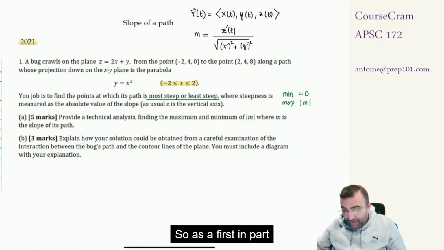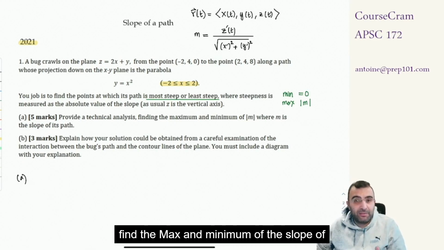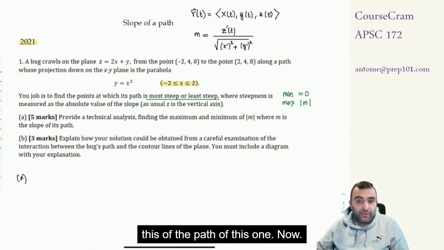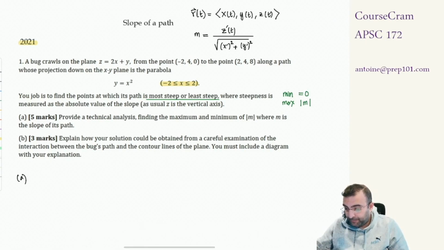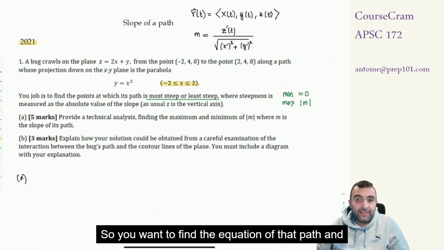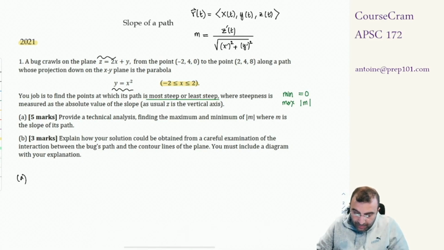So in part A, they're asking us to provide a technical analysis. Basically, find the maximum and minimum of the slope of the path of this bug. Now the first thing you want to do is come up with r of t. So you want to find the equation of that path, and r of t is set up for you. It's the intersection between this and this.